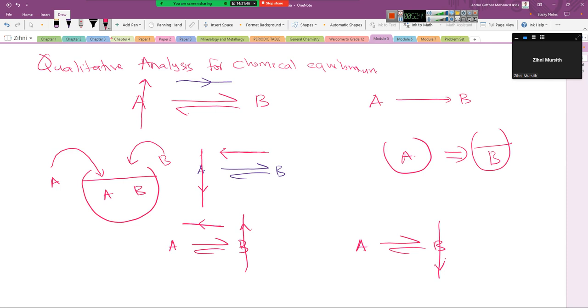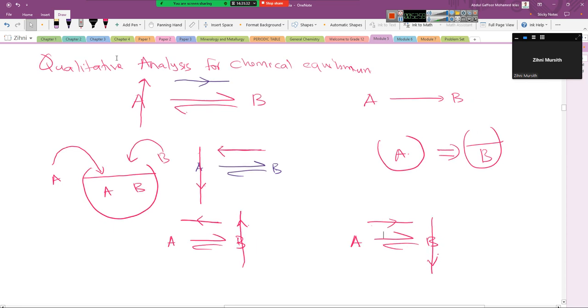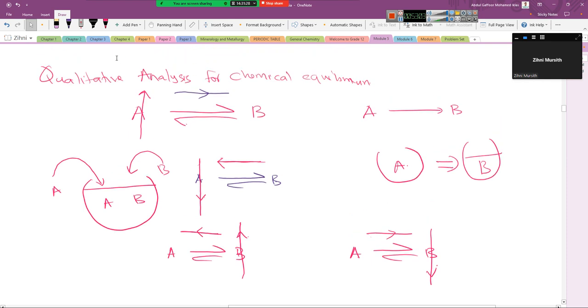If you take some B out, what's it called? It will shift in the forward direction. In the forward direction, the equilibrium will move, right? Okay. So can you just write this down in your own words? So you can just write this way, right?